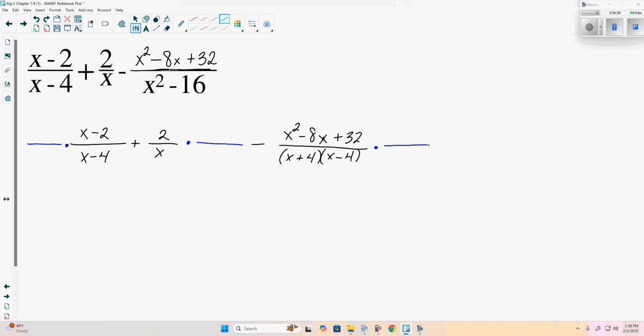Least common denominator, we need to get them all to be the same, yes? Now if we start on the far left, it has a factor of x minus 4 how many times? Once, which means that every denominator needs to have it at least once, yes? Does the middle one have it once? No, so we're going to have to add an x minus 4. We're going to have to multiply by x minus 4.